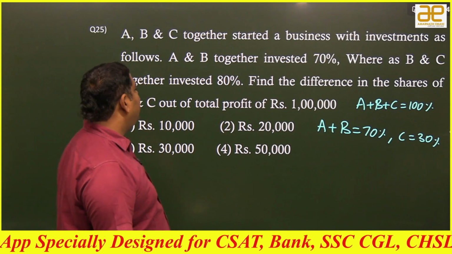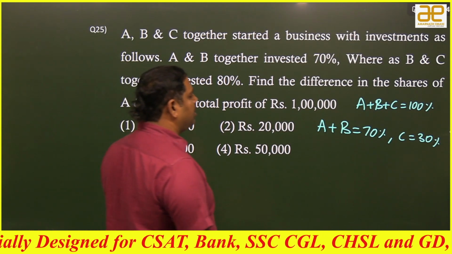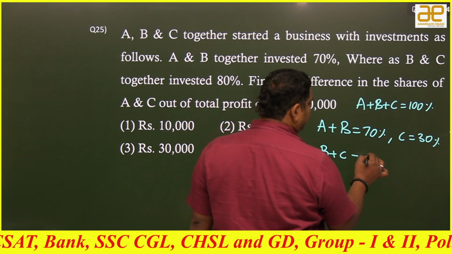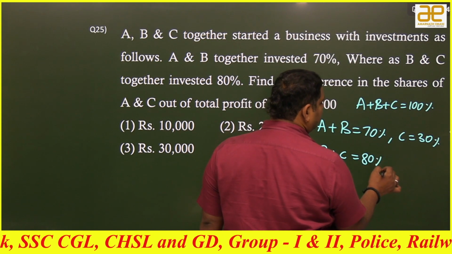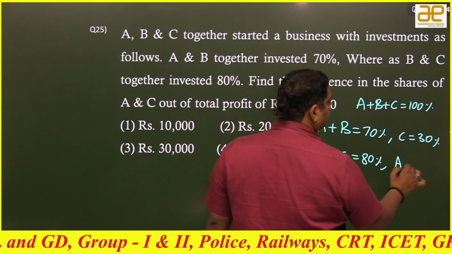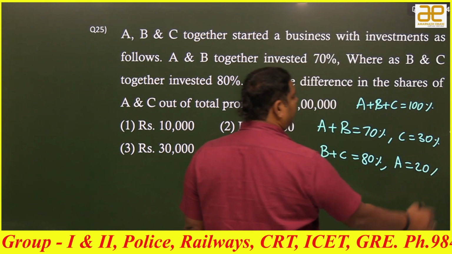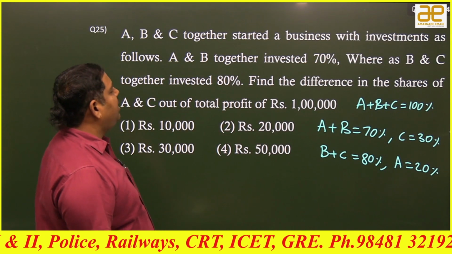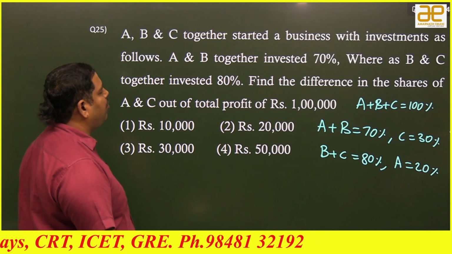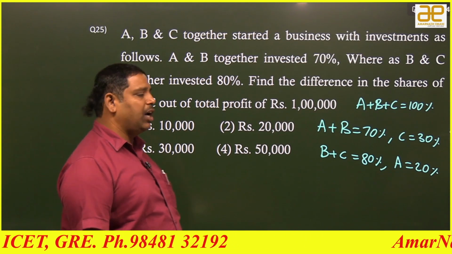Next one. Whereas B and C together invested 80%. Okay. B and C together invested 80%. So what can I conclude from here? Sir, B and C 80, total is 100 means A alone 20%. Okay. Next one. Find the difference in the shares of A and C out of the total profit of 1 lakh rupee. 1 lakh rupee.